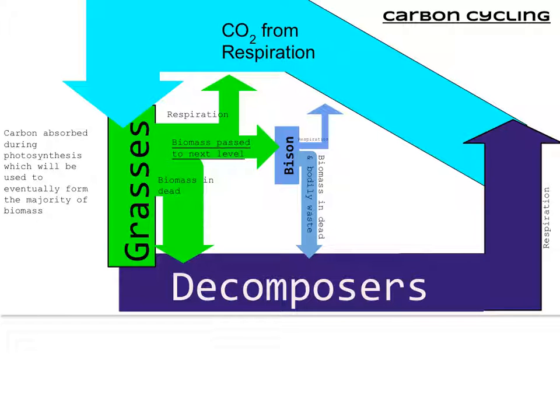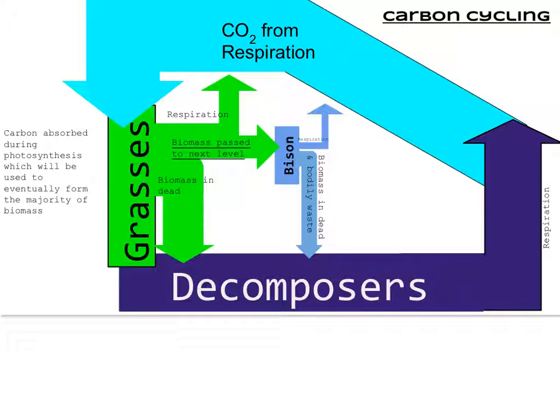But another thing the bison can do with the atoms, the carbon biomass it got from the grasses, it can also respire that into the air, because bison also have mitochondria in them. And they are burning sugars gotten from the grasses, and those sugars are turning into CO2, which is being respired into the atmosphere. But that's not all.